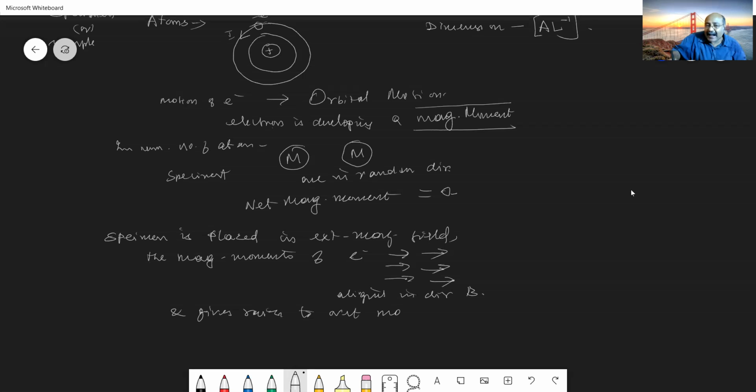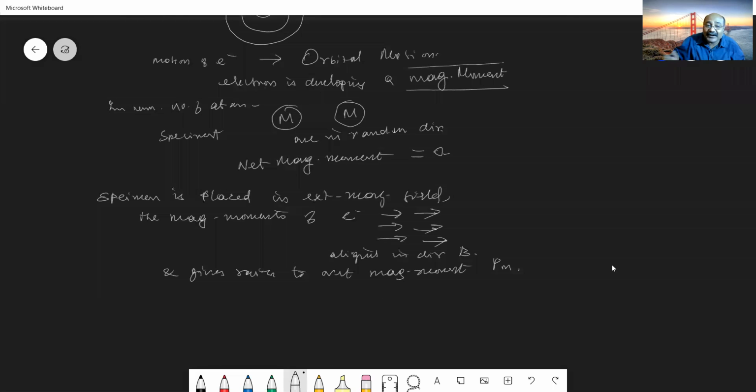A net magnetic moment. And the net magnetic moment we will take as PM. Magnetic moment is PM, isn't it? The net magnetic moment in the specimen per unit volume, not taking the total volume but per unit volume of the material, is called the intensity of magnetization.